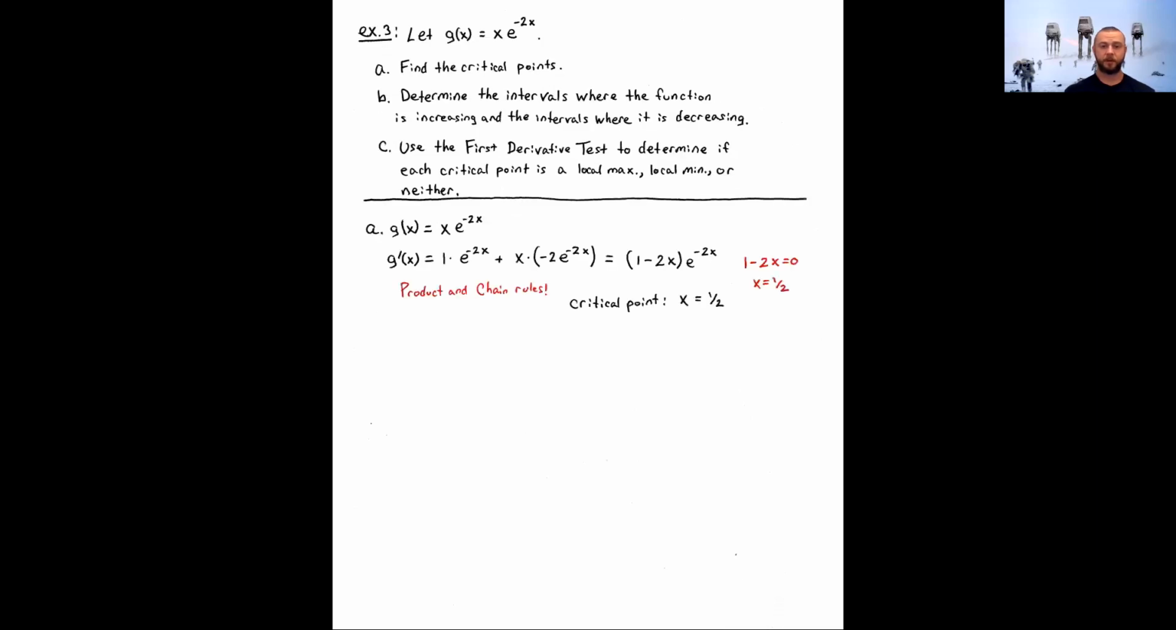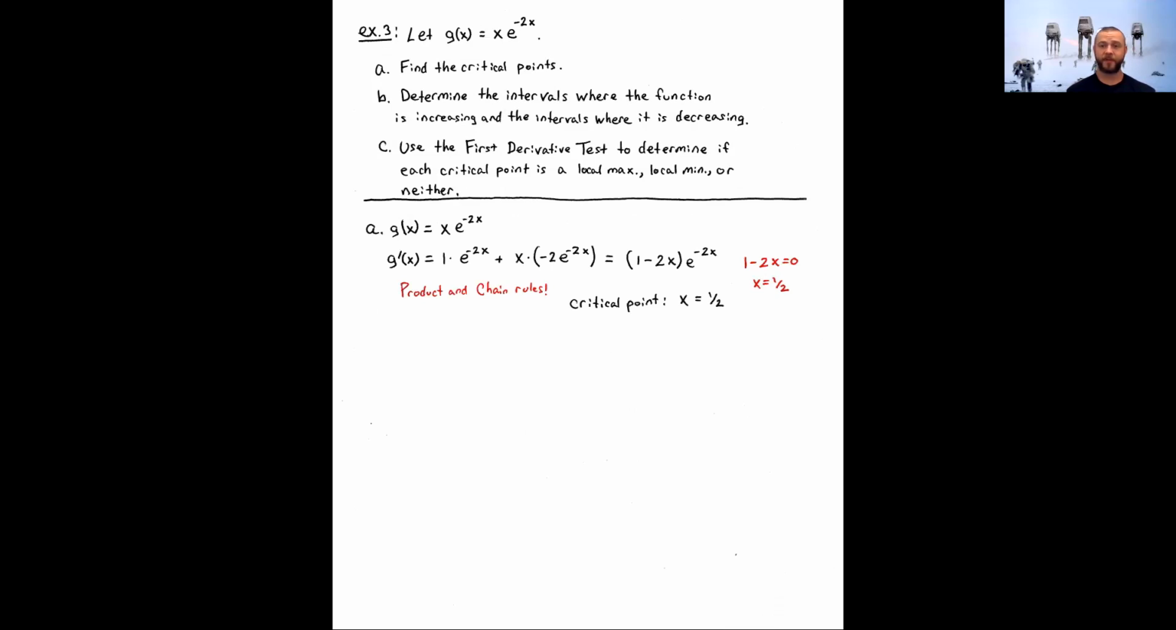Welcome back. This one, hopefully you're comfortable with finding the first derivative. We use product and chain rule. And since each term contains the exponential e to the -2x, we can factor that out, getting this nice factored first derivative, 1 minus 2x times e to the -2x.